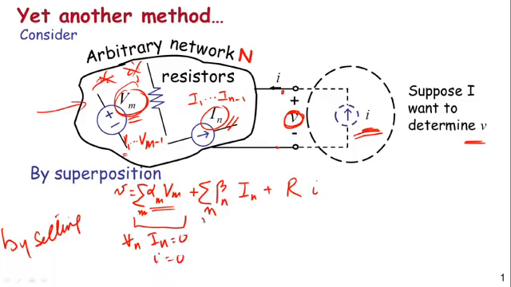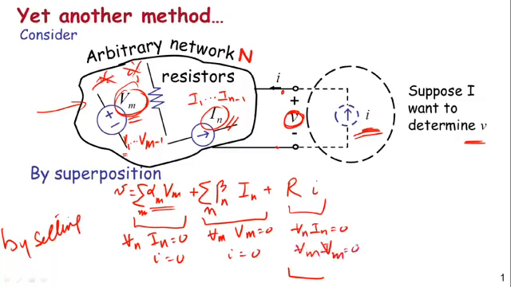Similarly, I got the second term here by setting all the voltage sources to 0 and also by setting the external excitation to 0. And finally, this last term, I got that by setting all the currents to 0 and all the voltages to 0. So what we're going to do now is, by using this insight, build up a new technique.